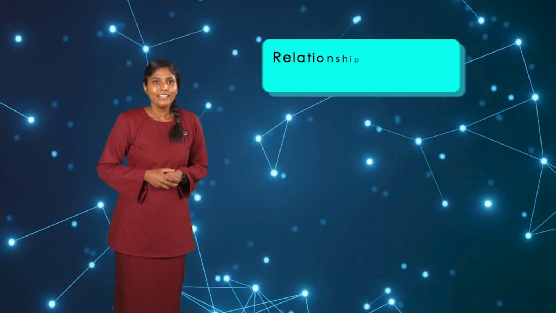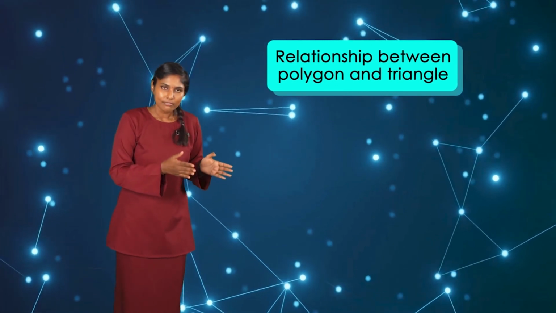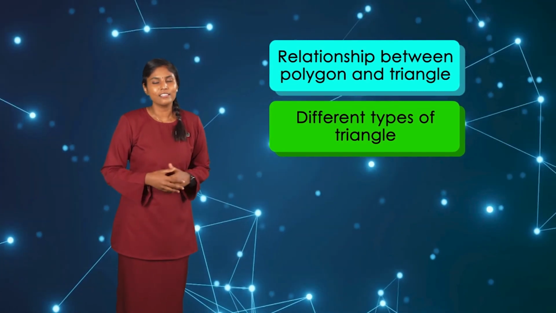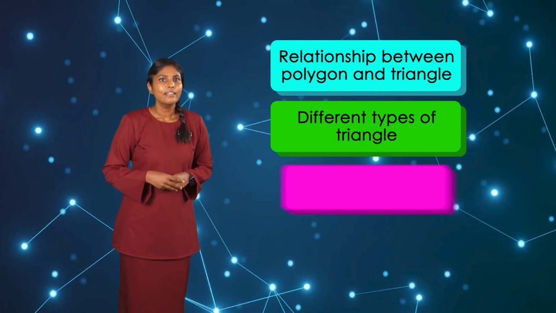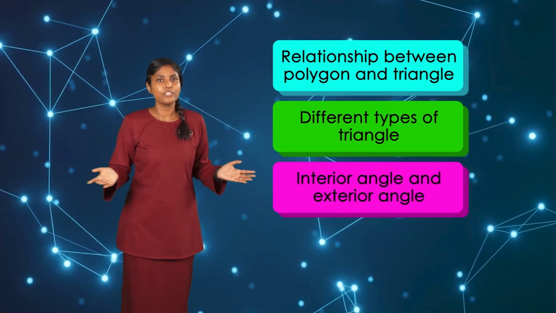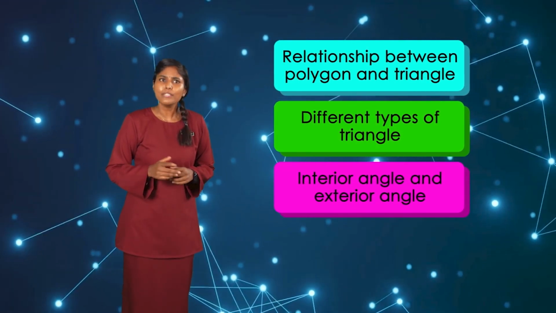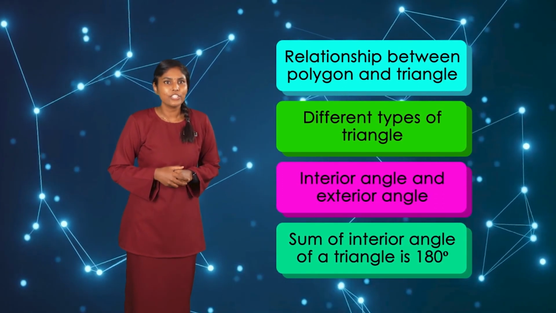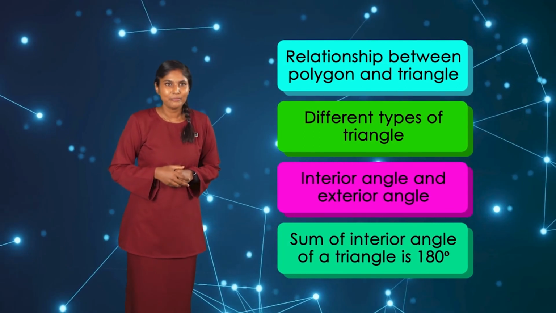Children, did you answer all the questions correctly? Now let's put our thinking hats on. What did we learn today? You are now able to find the relationship between polygon and triangles. Then, you studied the different types of triangles. We also learned about the interior angle and exterior angle of a triangle and their relationship. Finally, the most important concept is the sum of the interior angles of a triangle, which is 180 degrees.